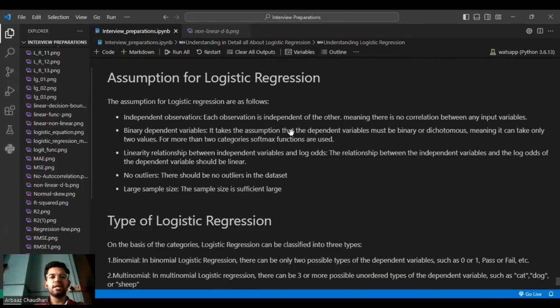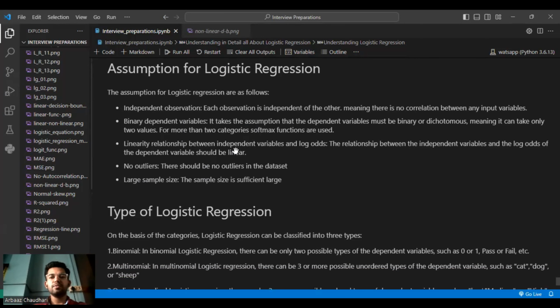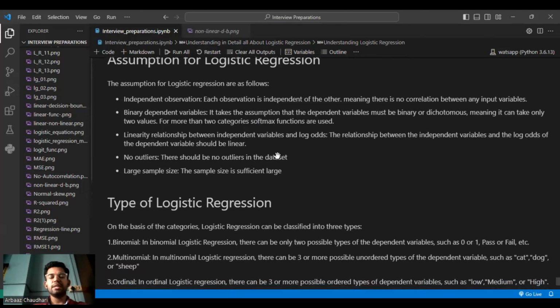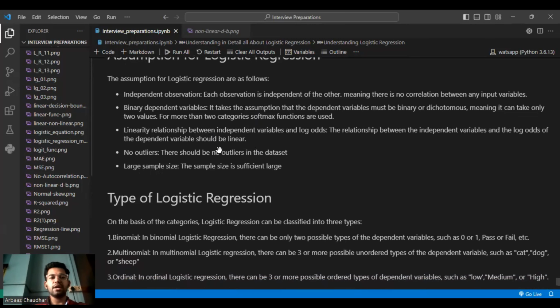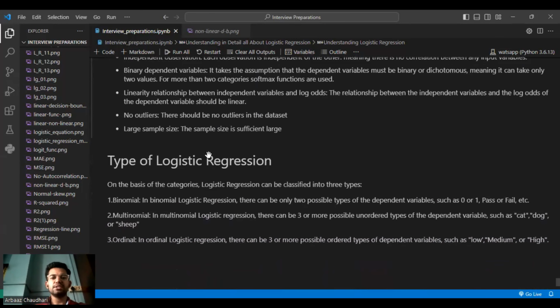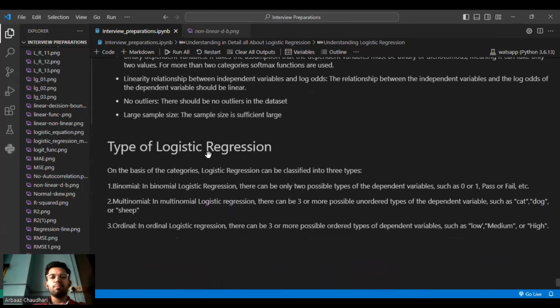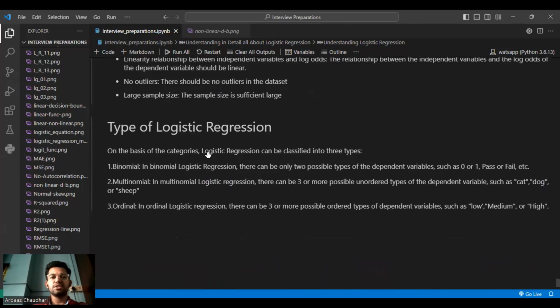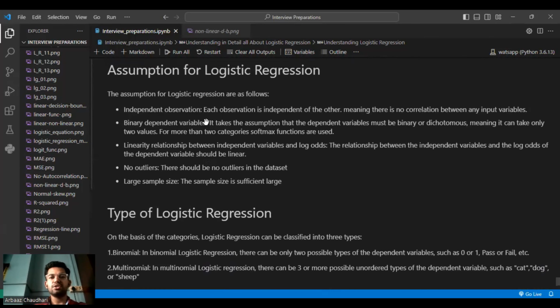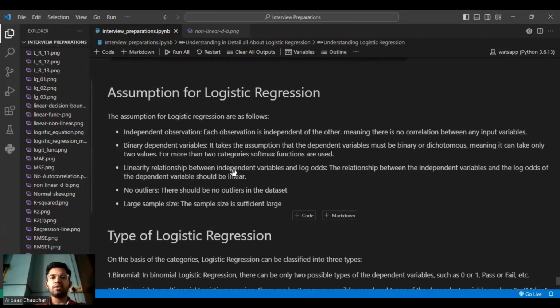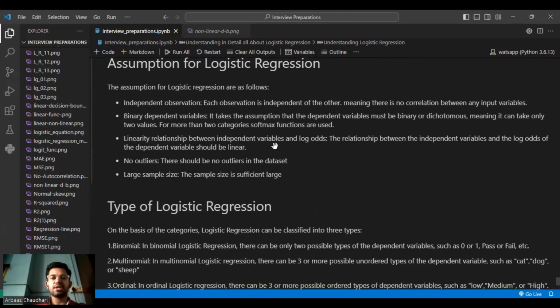No correlation should be there. Then your y should be of two types, like yes or no, and the relationship between the independent variables and log odds of the dependent variable should be linear. Okay, and there should be no outlier. And the last is the data points should be sufficiently large. So these are the assumptions that should be checked. And if all these assumptions are met, then you are good to go with the logistic regression.